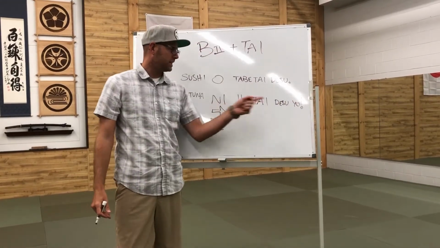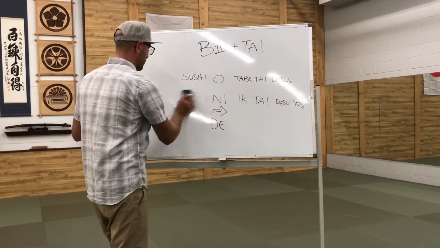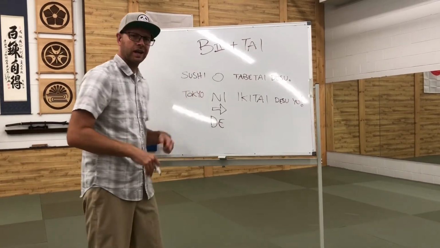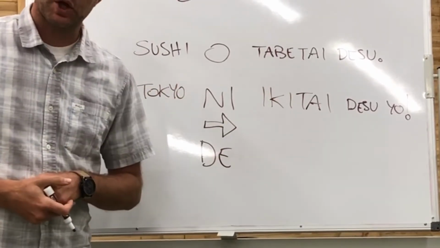Big Tuna ni ikitai desu yo. All right, now maybe I want to replace Big Tuna with something else. I want to go to Japan. I had a flight to Japan last month that got canceled. So I can say, Tokyo ni ikitai desu.